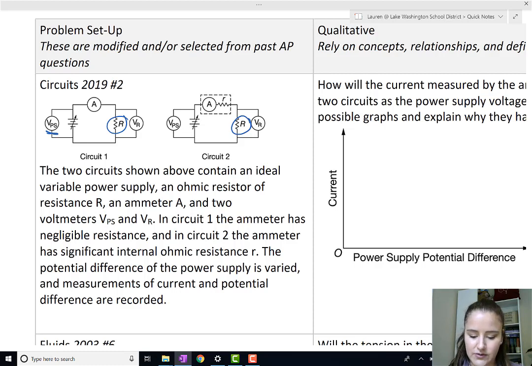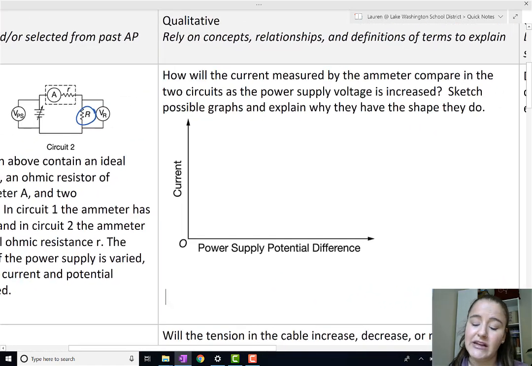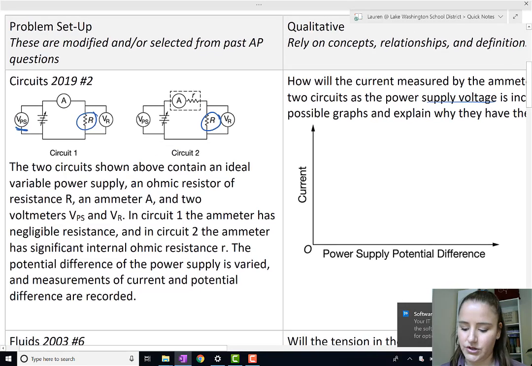The potential difference of the power supply is varied, and measurements of current and potential are recorded. So, how will the current measured by the ammeter compare in the two circuits as the power supply voltage is increased? Sketch two possible graphs and explain why they have the shape they do. So this is the qualitative part. It's basically, what is this difference going to cause in the two circuits?